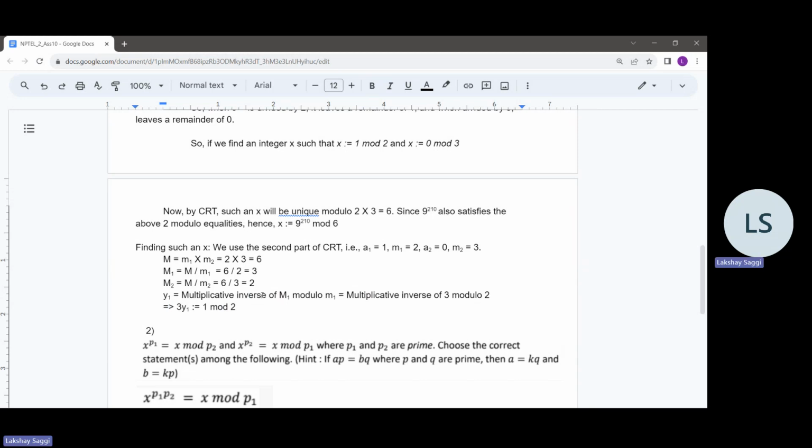And we can directly see here that y1 equals 1 will satisfy this value. If we put y1 equal to 1, we'll just get 3, and 3 when divided by 2 leaves a remainder of 1 only. So y1 equals 1 will work here.